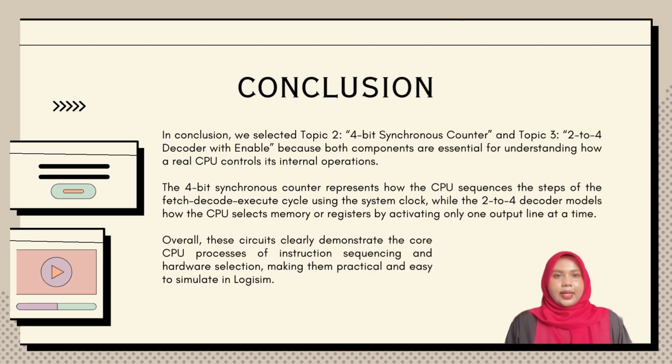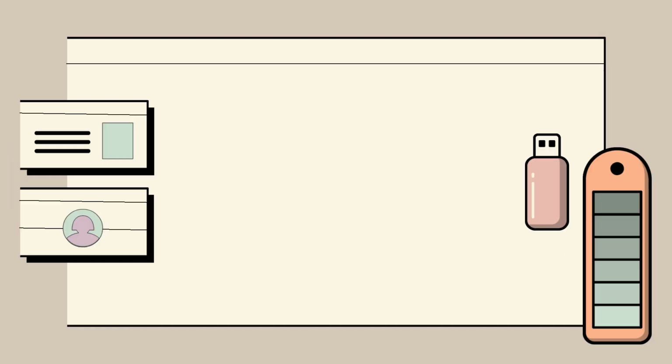In conclusion, we selected topic 2, the 4-bit synchronous counter, and topic 3, the 2 to 4 decoder with enable, because both components are essential for understanding how a real CPU controls its internal operation. The 4-bit synchronous counter represents how the CPU sequences the states of the fetch, decode, execute cycle using the system clock, while the 2 to 4 decoder with enable models how the CPU selects memory or registers by activating only one output line at a time. Overall, these circuits clearly demonstrate the core CPU processes of instruction sequencing and hardware selection, making them practical and easy to simulate in Logisim. That's all from us.